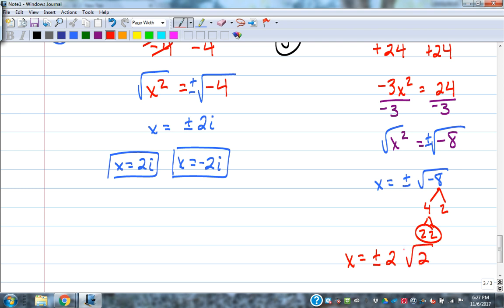One more thing. Yeah, 2i and then the square root of 2. Plus or minus 2i, square root of 2. The i, again, comes from the negative underneath the square root. That's where that's going to come from.